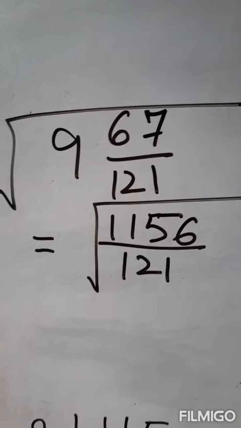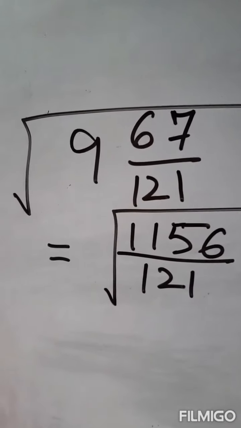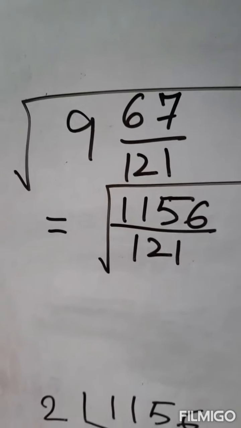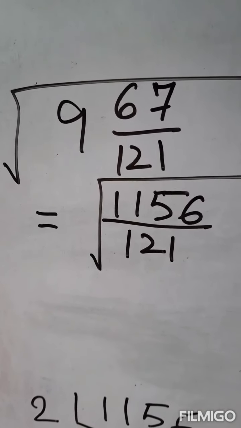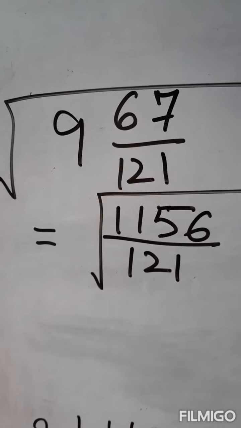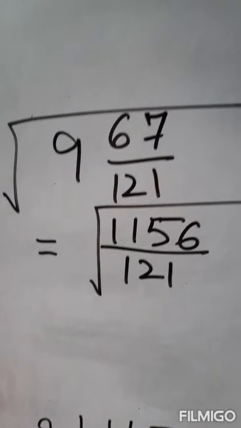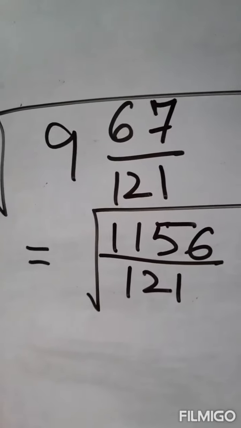Now we will find the square root of a mixed fraction, 9 whole number 67 by 121, which we change into an improper fraction. That is the first step to find the square root. It becomes 1156 by 121. 121 is a square number. 11 into 11 is 121.